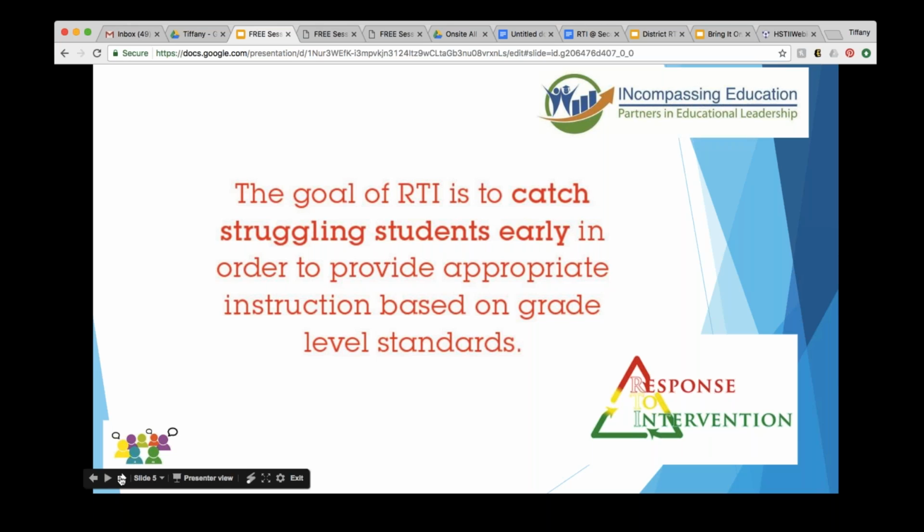Now I want you to take a moment right now and jot down what your initial thoughts are about RTI. Maybe it's where you are with RTI implementation. Maybe jot down a couple of questions that you might have about RTI and questions that you have in particular. So go ahead and pause the recording, and take a moment to do that now.